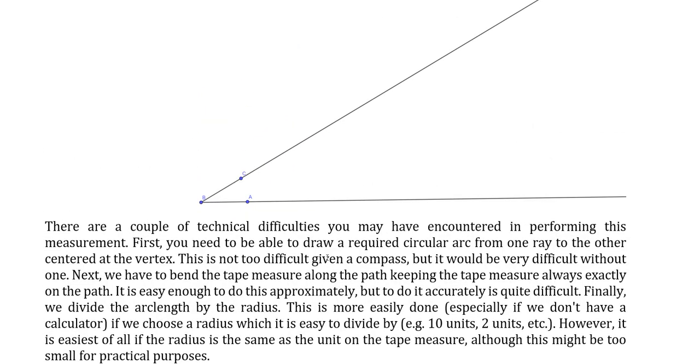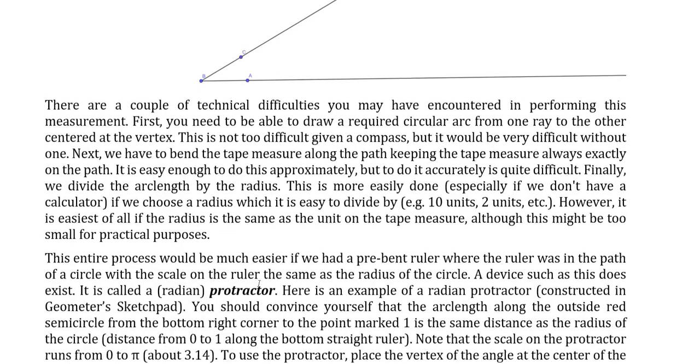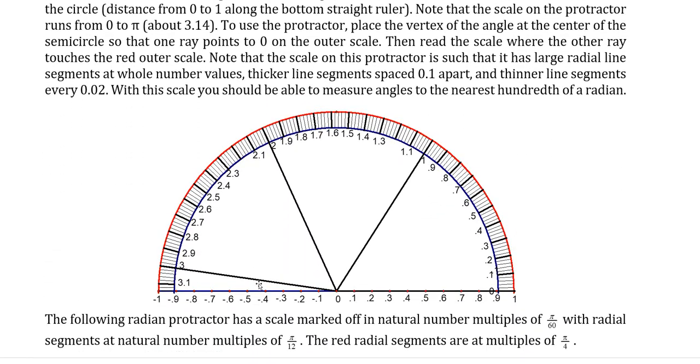It would be nice if we had a pre-bent ruler where the scale on the ruler was the same as a scale of the radius being 1, and then we could measure these angles that way. And that's exactly what a device called a protractor is, a radian protractor. So here it is. Notice this scale from 0 to 1 here. I want you to convince yourself that if you took a string that long and then bent that string or bent that ruler, it would go from 0 to 1 on this scale as well.